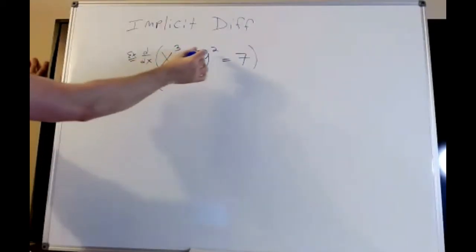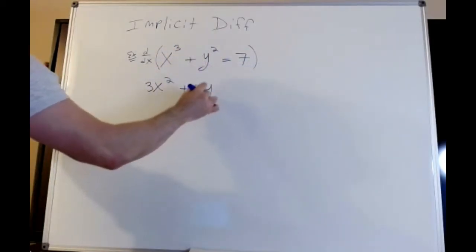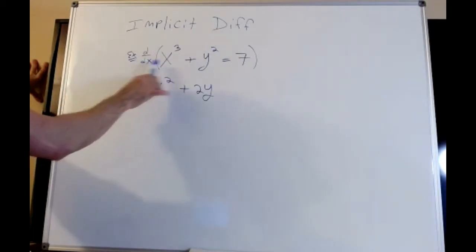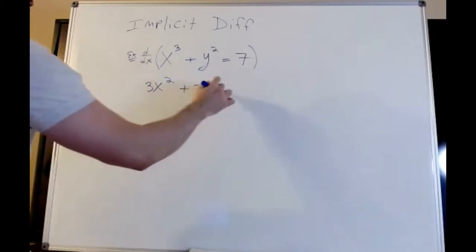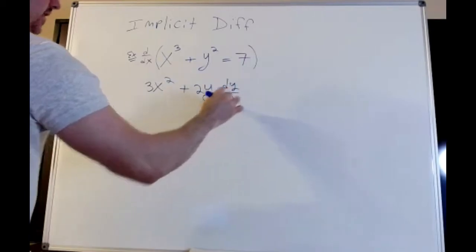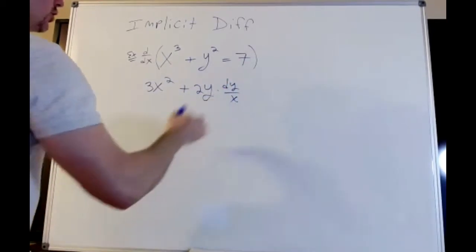The derivative of y squared, multiply by the power, subtract 1. It's the same thing. However, I'm taking the derivative with respect to x of y. The letters do not match. And if the letters do not match, you add on a dy dx. You have to take the derivative of the inside function, right? This is chain rule.